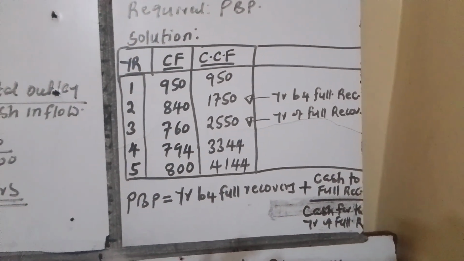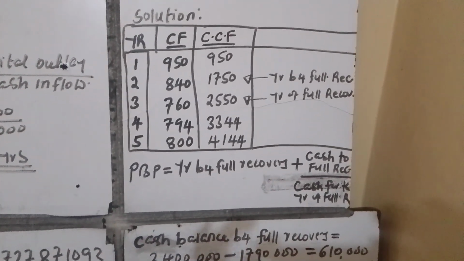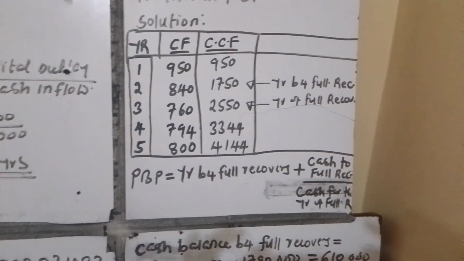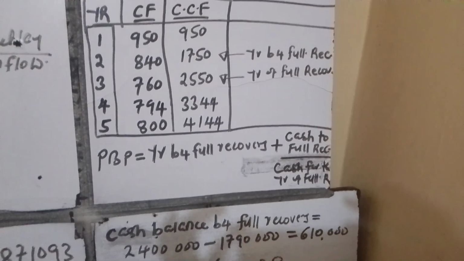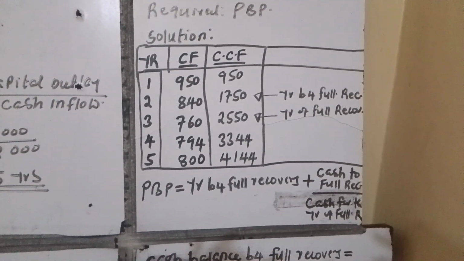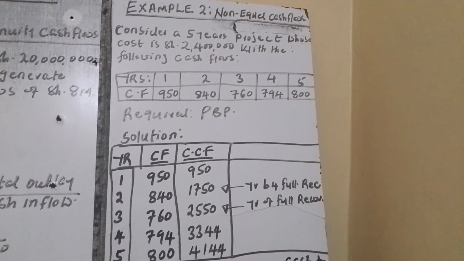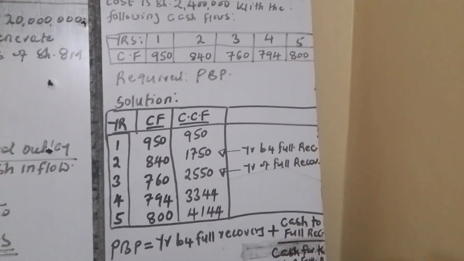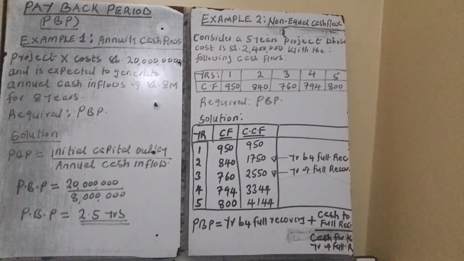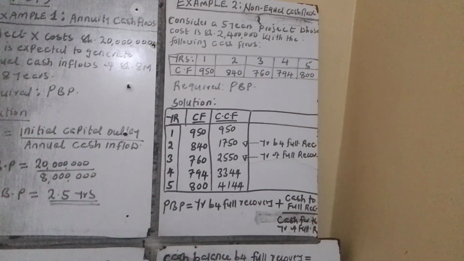Now once you have accumulated those cash flows, the next thing is to apply your formula. Now your formula is different from the one that you used for the previous question, for example 1. The payback period is equal to the year before full recovery. Remember that this project cost you 2,400,000.